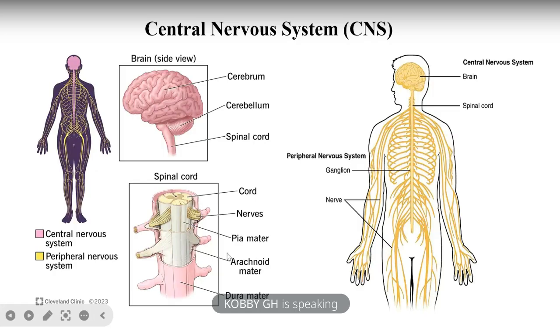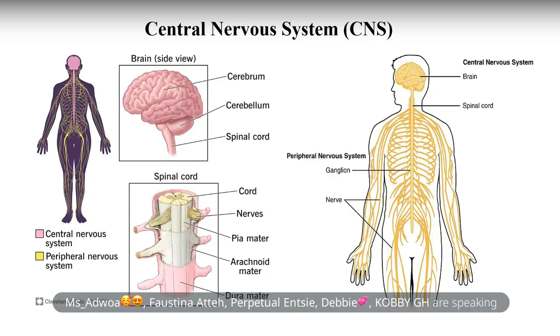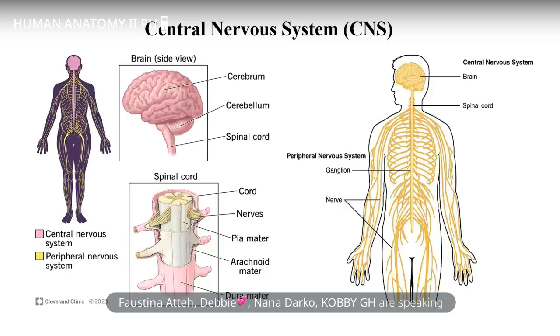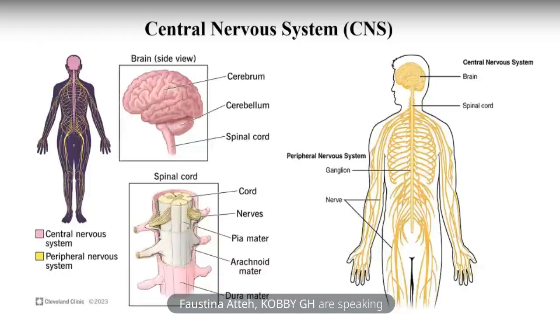Now, in between the pia mater and arachnoid mater is where we have the cerebrospinal fluid. Remember I said we have how many layers of membrane covering the brain? 3. We have 3 layers. From the inside, which one is the first layer? The pia mater. Which one is the middle layer?